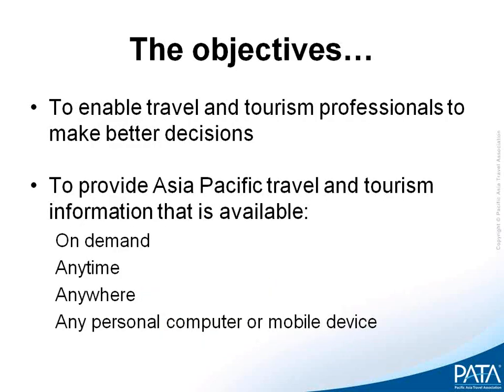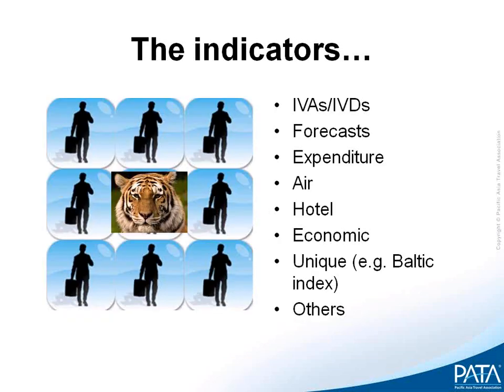So we just want to look at the objectives of this Tiger. Now with Tiger running in full steam, we're going to be able to access it on demand, anytime, anywhere, through any personal computer or mobile device. This will allow travel and tourism professionals to make more informed and better decisions. If you have a mobile device that can access the internet, you can get into the PARTA website and get into the data contained within Tiger.